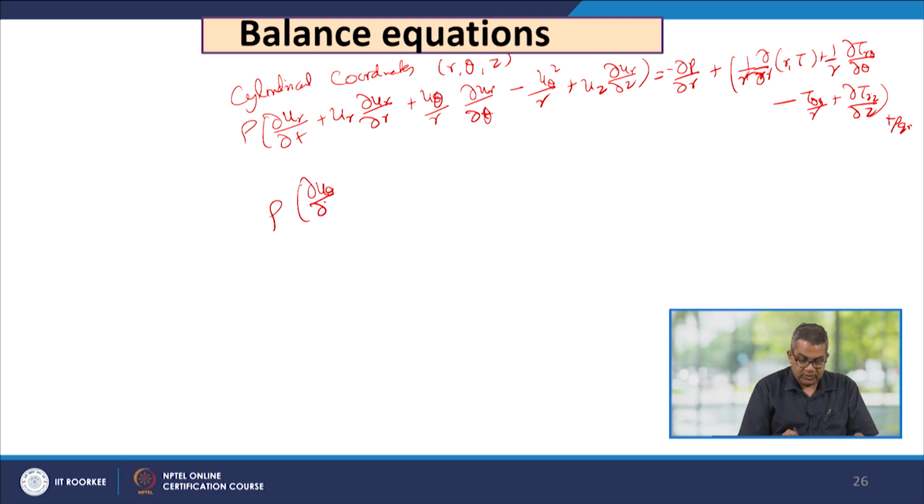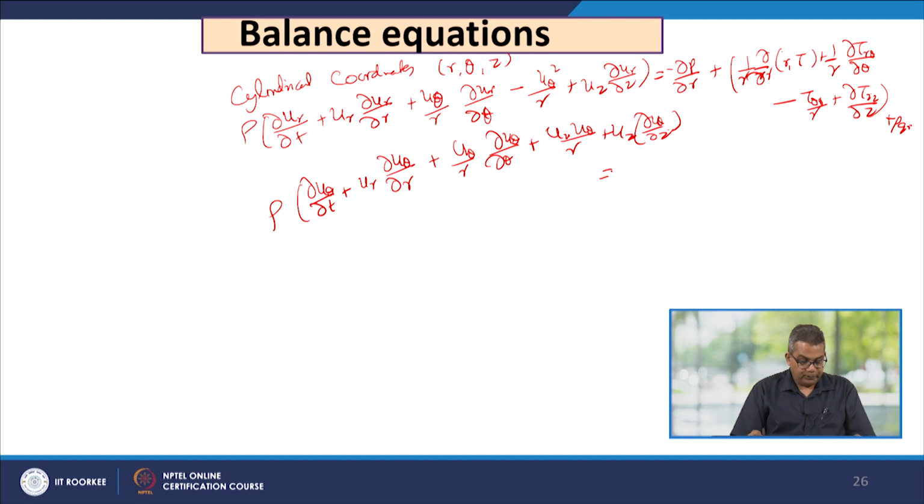Rho (del u theta over del t plus ur del u theta over del r plus u theta over r del u theta over del theta plus ur u theta over r plus uz del u theta over del z) is equal to minus 1 over r del p over del theta plus 1 over r square del (r square tau r theta) plus 1 over r del tau theta theta over del theta plus del tau z theta over del z plus rho g theta.